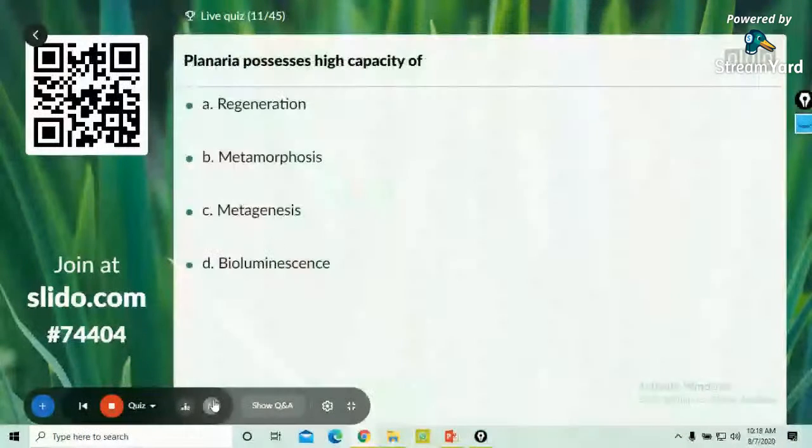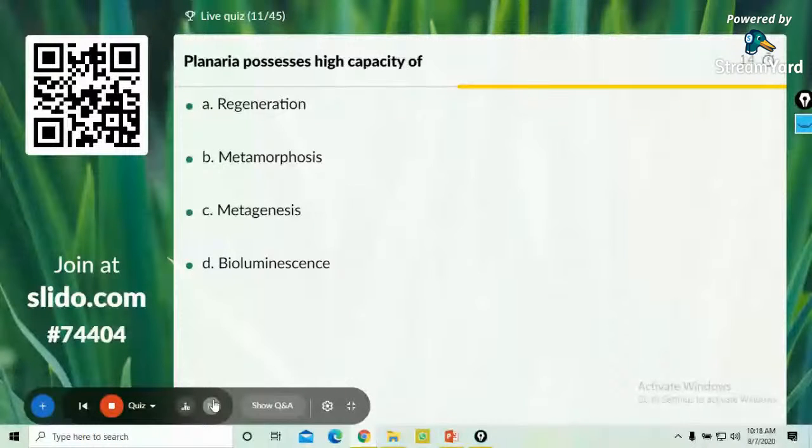11th question. Easy question, 100% of your answer with the same option. Planaria possess a high capacity of regeneration, metamorphosis, metagenesis, bioluminescence.